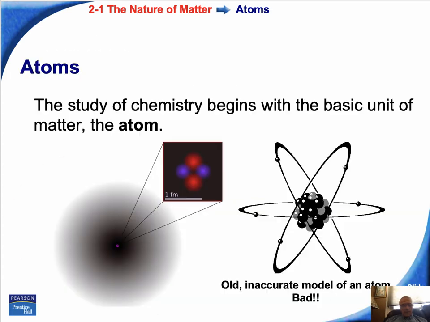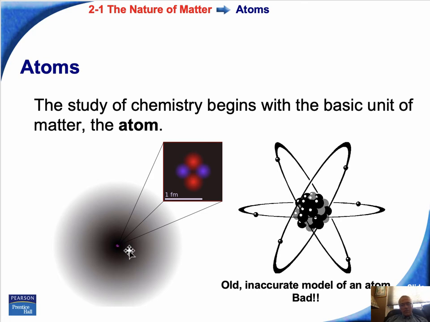And the old models of atoms, which make it look like there's this glob in the middle and a bunch of organized electrons orbiting around like planets around a star, like in our solar system. That old model we know is inaccurate, and a better model, the more modern model of an atom, is one with an electron cloud surrounding the nucleus.